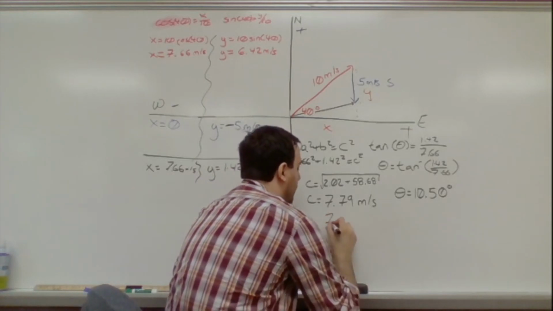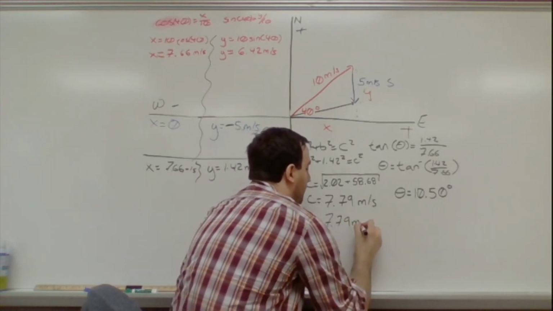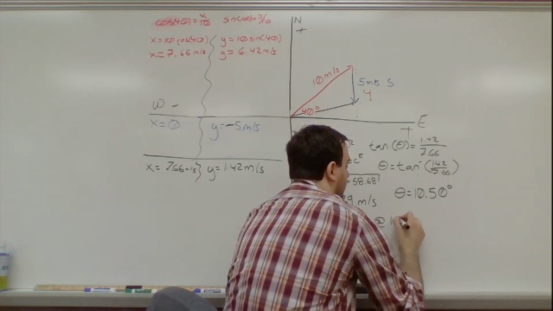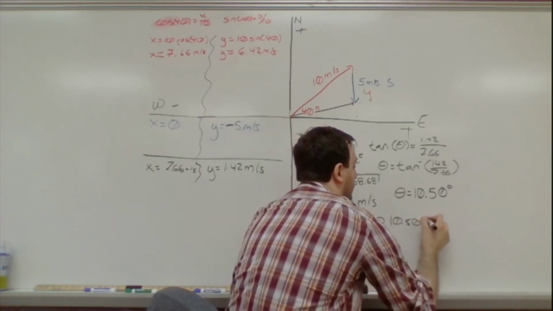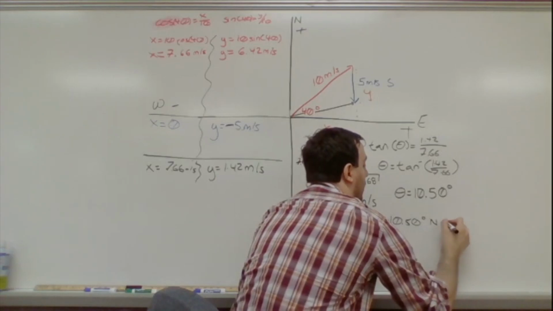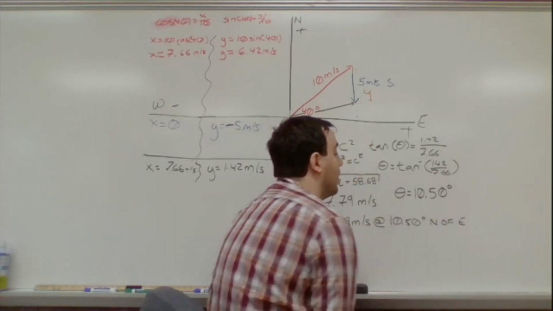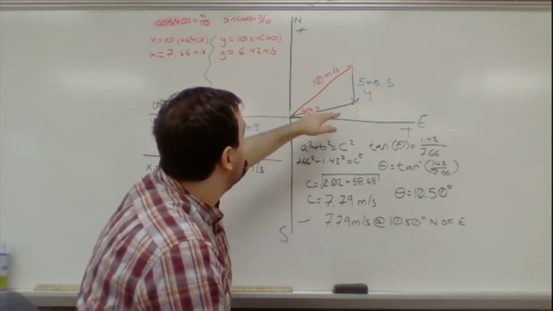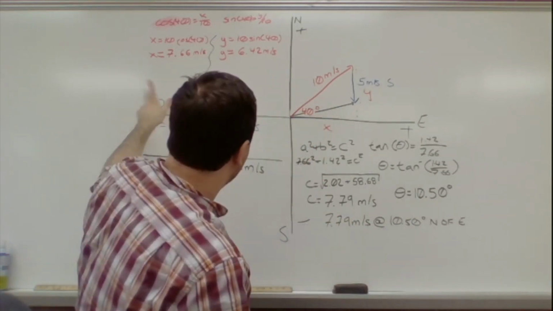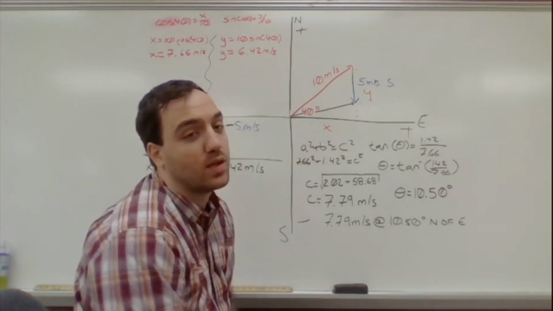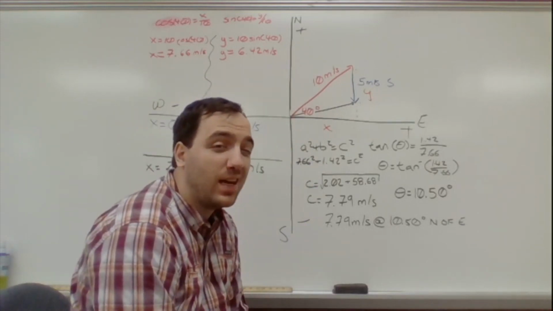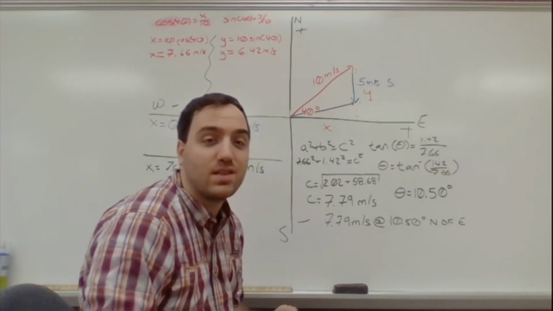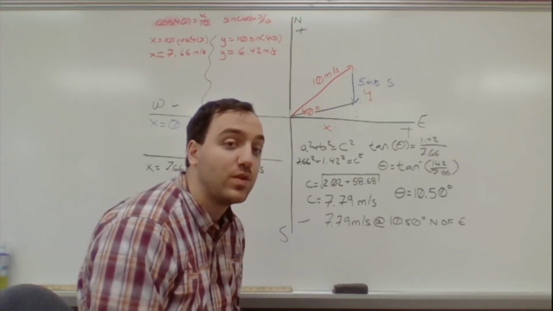So 7.79 meters per second at 10.50 degrees north of east. One answer is good. You don't need to give me all 4. I'm going to stick to the simple one because we're using north, east, south, west, and it's the quickest one to find. Typically, that's what I'll do and what most people expect you to do. If you ask for a specific measure, use that.